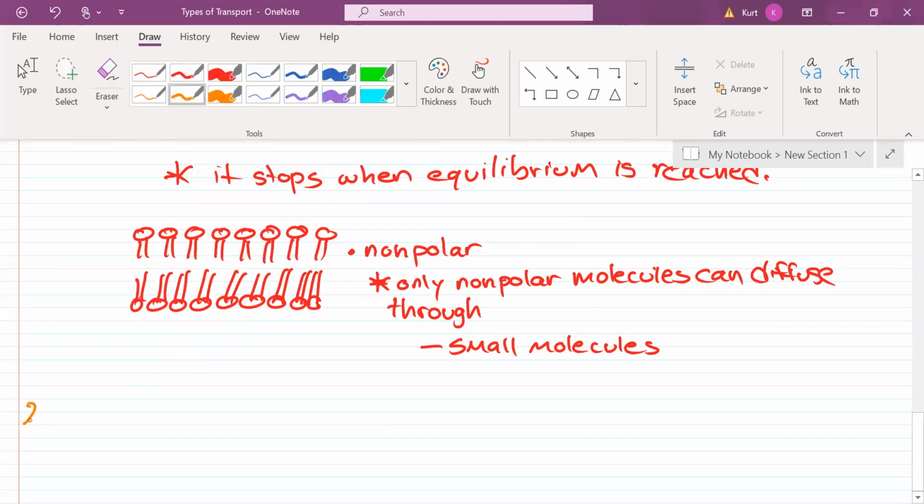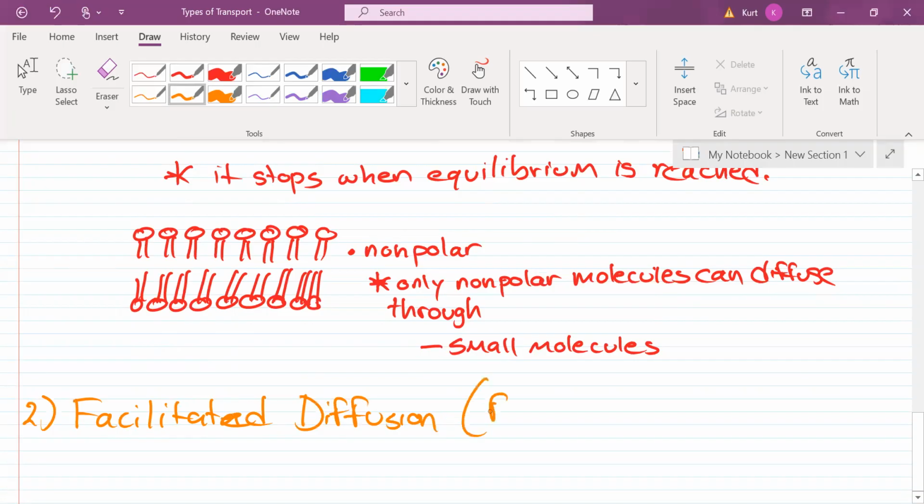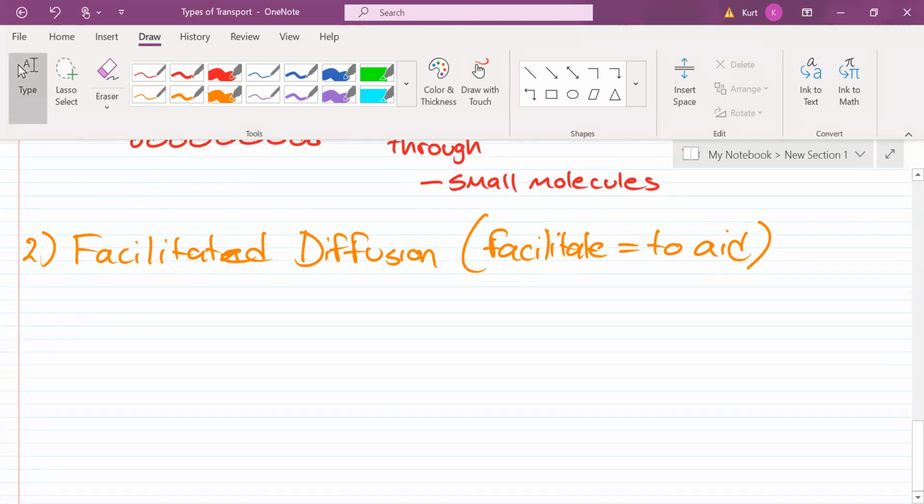All right, number 2, we have facilitated diffusion. Remember, this is all passive transport. The word facilitate means to aid or to assist or to help. Like I am facilitating your education when it comes to college level biology. I'm not doing it for you, I'm just helping you.